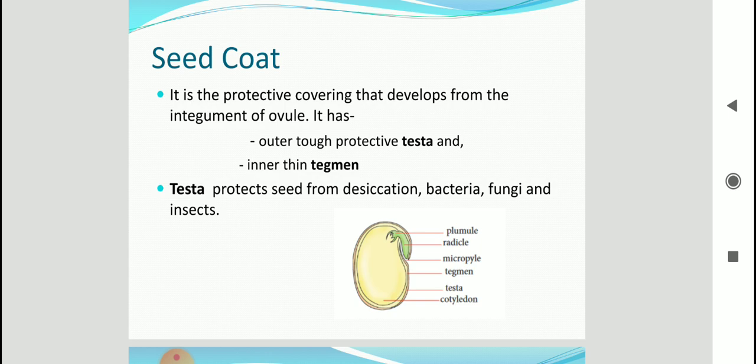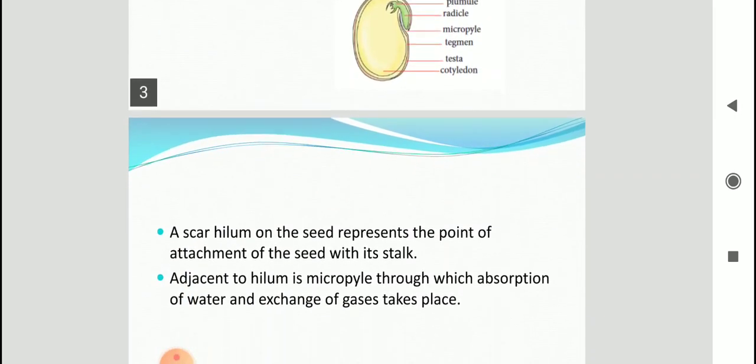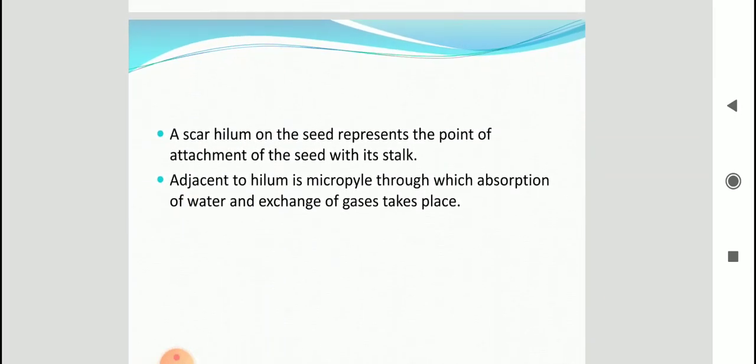This diagram you can see children, we will study each and every part one by one. Here you can see testa and tegmen. They have been labeled. 2 important things are there apart from this. One is a small scar that is present on the seed known as hilum. This hilum is the point of attachment of the seed with its stalk. And very close to the hilum you will find one opening known as micropyle. It's a small opening from where absorption of water takes place and exchange of gases takes place.